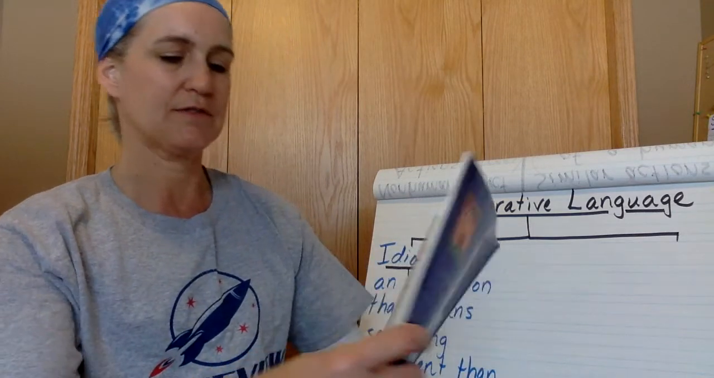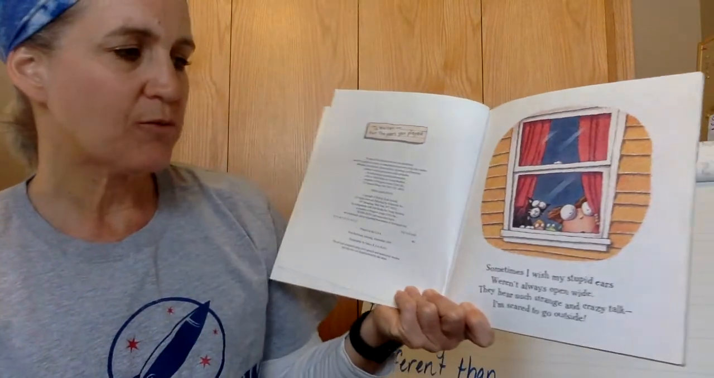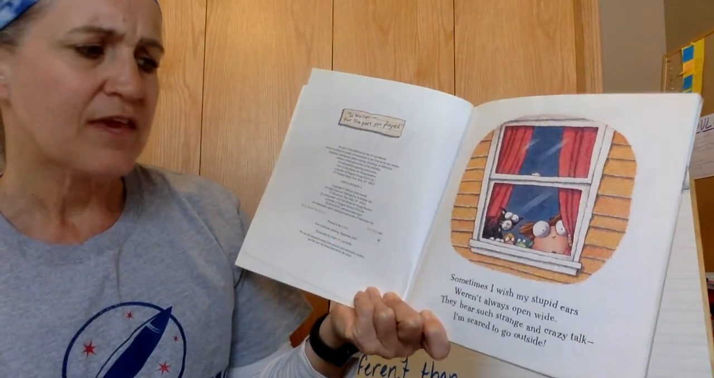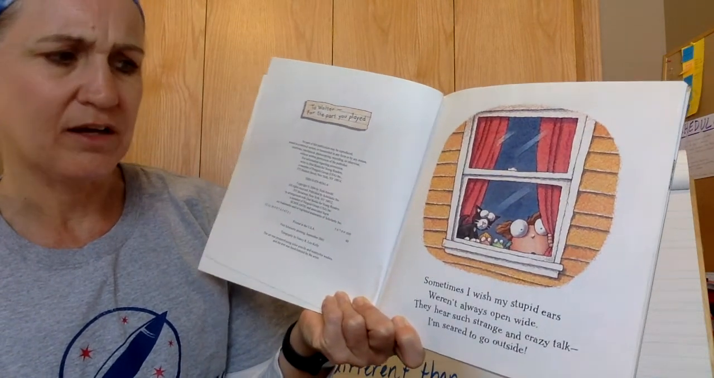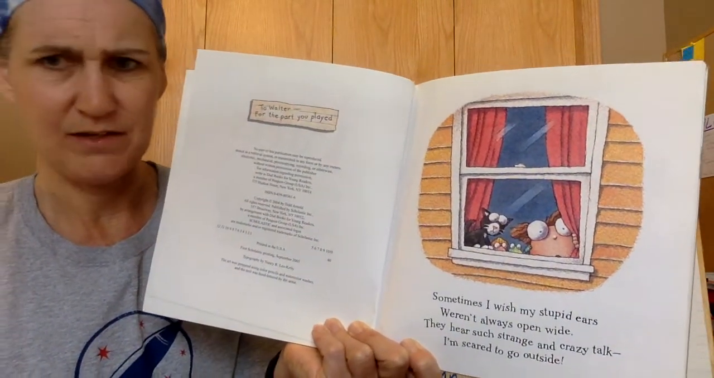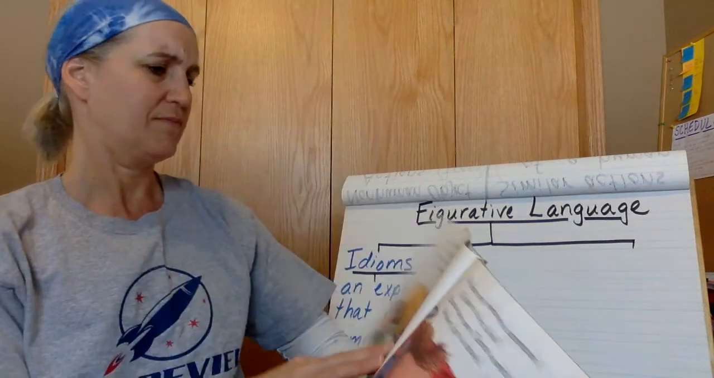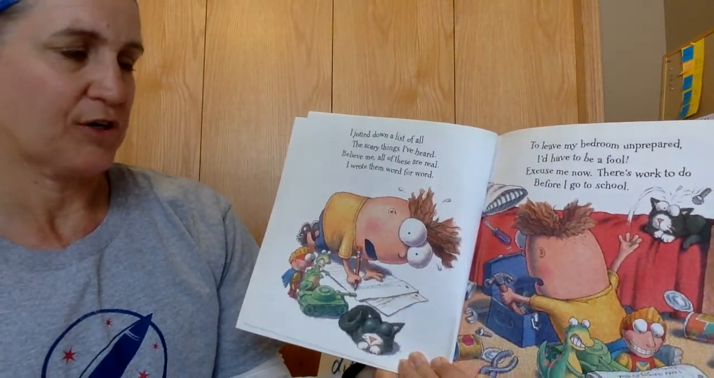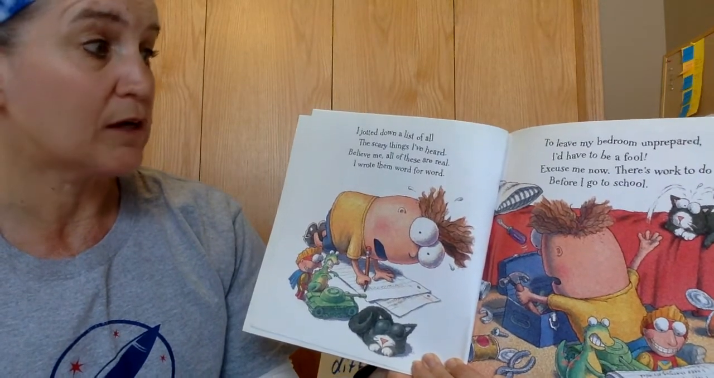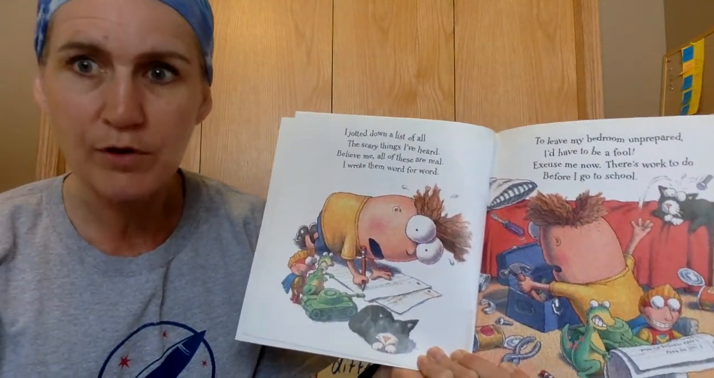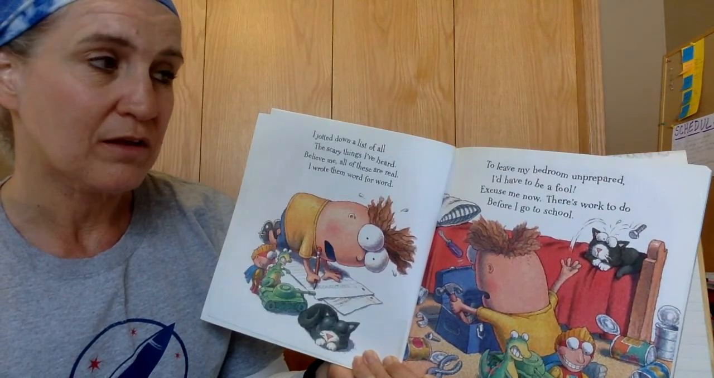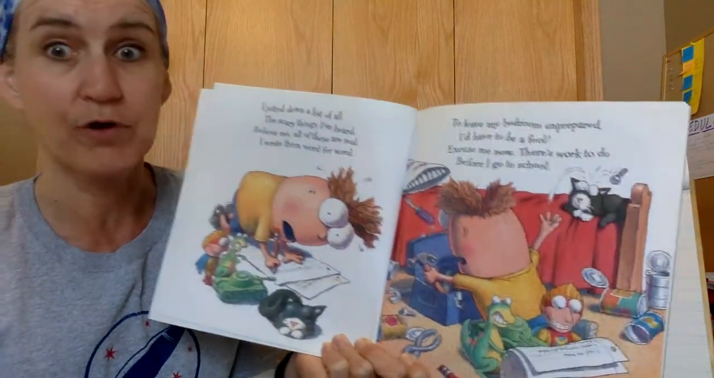Even more parts. Sometimes I wish my stupid ears weren't always open wide. They hear such strange and crazy talk. I'm scared to go outside. I jotted down a list of all the scary things I've heard. Believe me, all of these are real. I wrote them word for word. To leave my bedroom unprepared, I'd have to be a fool. Excuse me now, there's work to do before I go to school.